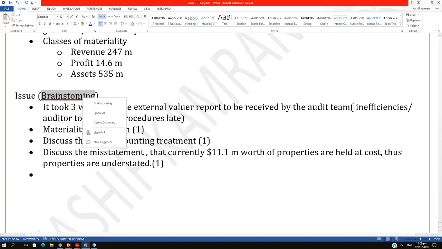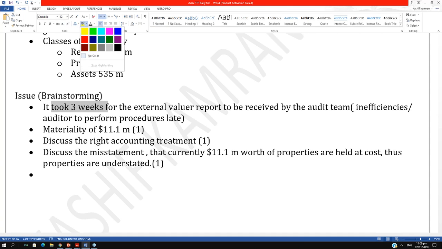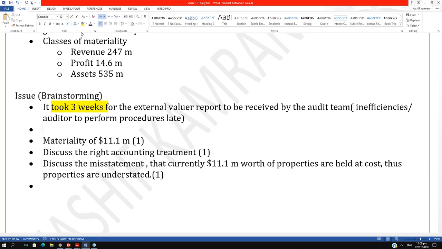I hope you're getting a sense that you're reading the case study, you're finding the problems which should go in the report to those charged with governance. If there is a problem, you will tell management the solution, right? Even for the first problem, when it took 3 weeks, you should recommend to the management for 1 mark that evidence should be provided to the auditor on a timely basis. 1 mark, right? Auditors don't like evidence to be delayed, right?